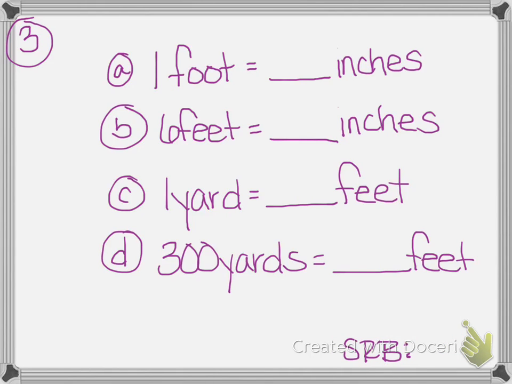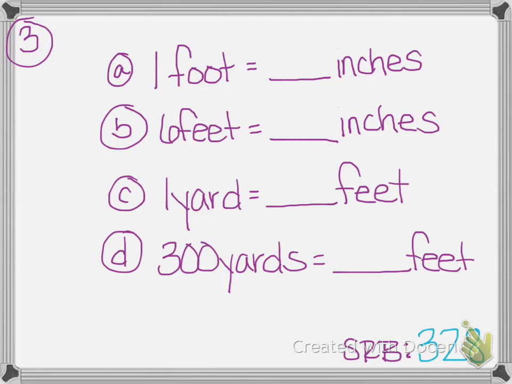Number 3 says complete. So we have 1 foot equals blank inches, 6 feet equals blank inches, 1 yard equals blank feet, and 300 yards equals blank feet. So if I have no idea how many inches are in a foot, or no idea how many feet are in a yard, I need to find a conversion chart. So at the very, very back of your book, there are different conversion charts. If you look at page 328 in your reference book, there's a conversion chart right there that switches many different lengths into different lengths. So the reference book page is 328, and if you all go there, it will help you out.